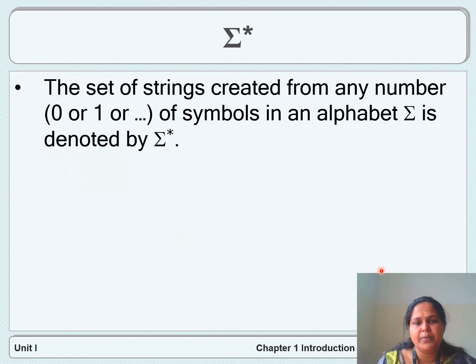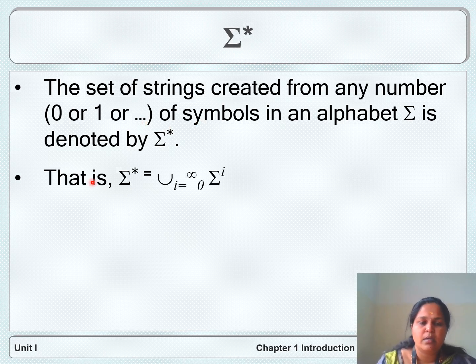Next, sigma star. Sigma star is called the Kleene closure, whereas if there is a plus symbol, it is called the positive closure. In sigma star, the set of strings created from any number of symbols is denoted by sigma star. So sigma star is equal to the union for i equal to 0 to infinity of sigma power i, where sigma is equal to {0, 1}.